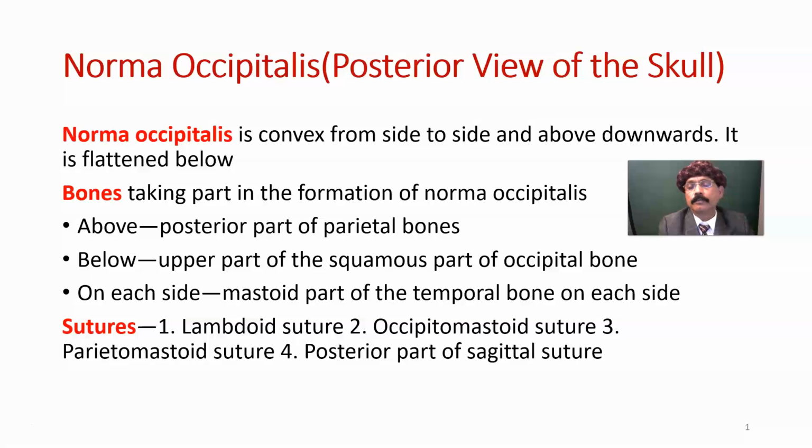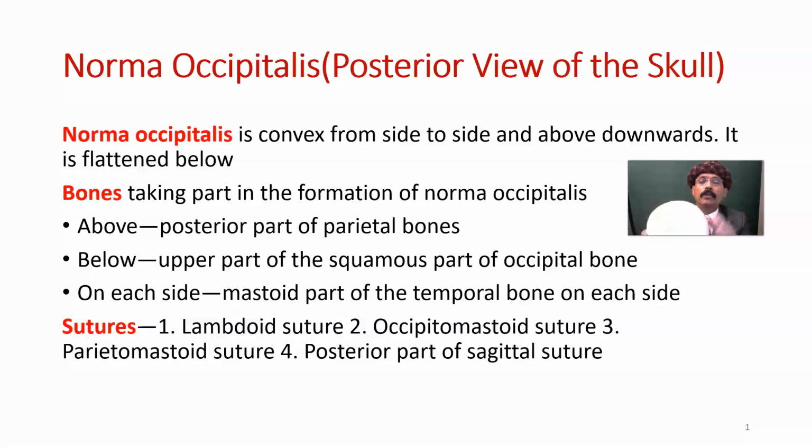Today I will discuss the anatomy of the Norma Occipitalis, that is the posterior aspect of the skull. The Norma Occipitalis is convex from side to side and from above downward. It is flattened below.